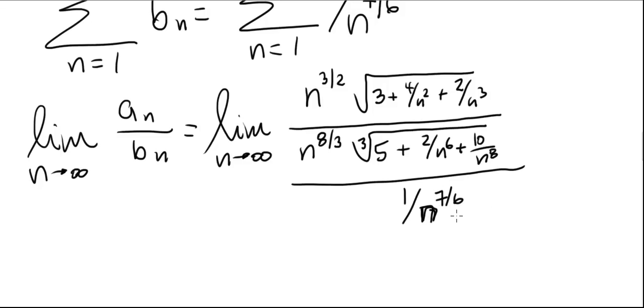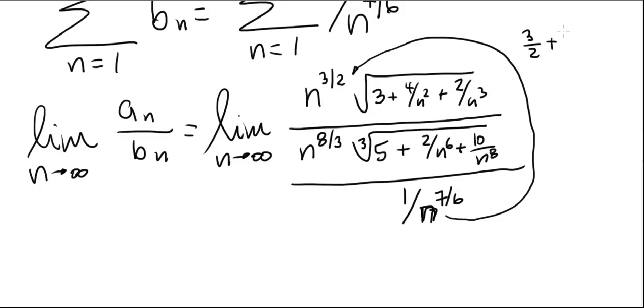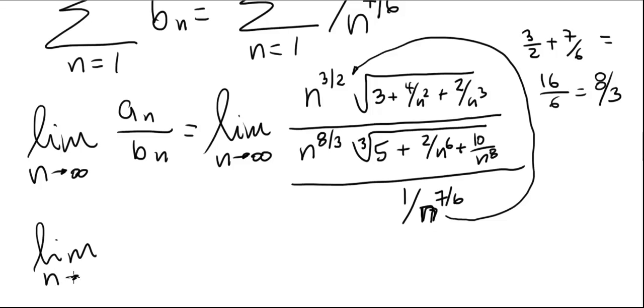And so from basic algebra, the way we would simplify this, n to the 7/6 power will multiply n to the 3/2 up there in the numerator. So the net power of n is going to be 3 over 2 plus 7/6. We just computed this. This is going to be 16 over 6, which is equal to 8/3. That's what we want. And so the limit becomes, limit as n goes to infinity.